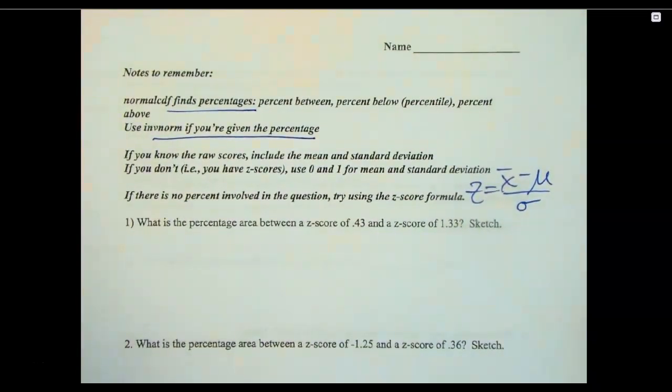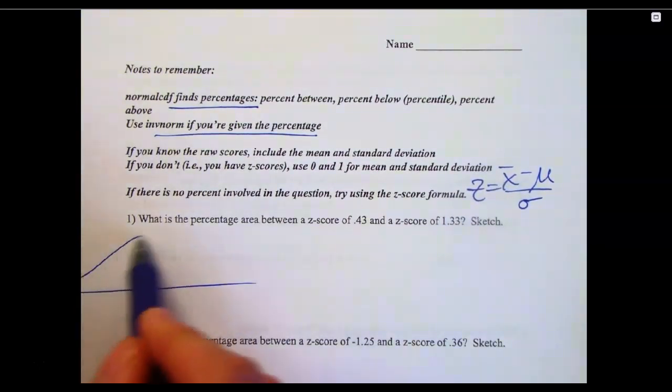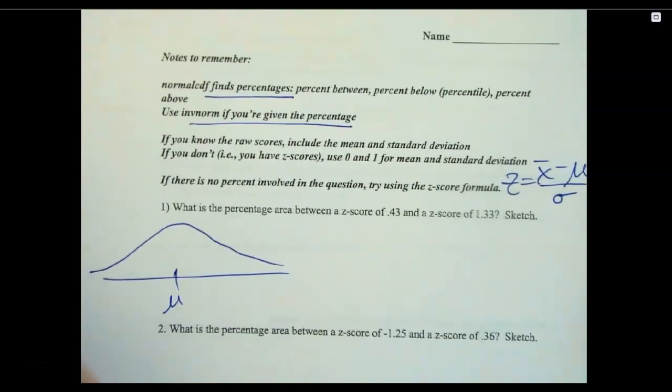Alright, so what is the percentage area between a z-score of 0.43 and a z-score of 1.33? And sketch it. I'm going to sketch it first. So it doesn't have to be any kind of fancy sketch. We don't even know the mean and the standard deviation, so I'm just going to write μ on there. In the middle, that's the mean. And then the z-score of 0.43, I'm just looking to know that you know, is that above or below the mean if the z-score is positive?